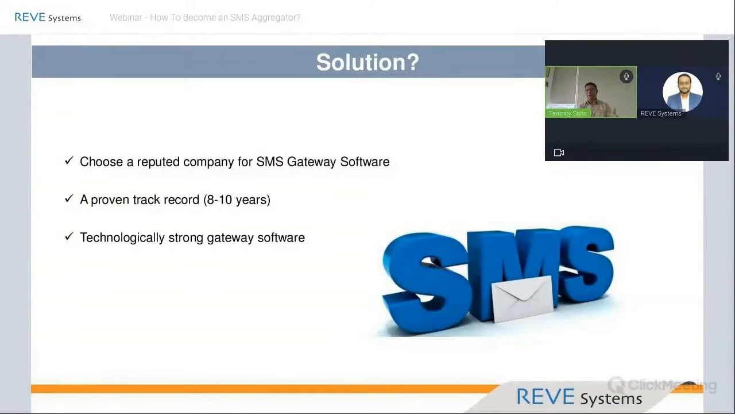It can happen that they are there for 8 to 10 years, but they have now shut down their development. So whoever you are taking the solution from, they should be in the business. They should be providing the solution on a quicker basis, and they should be in the development process all the time. Then a technologically strong gateway software that should be scalable to provide you the solution. And whenever you are increasing the market, or when the SMS size is increasing, they should be able to provide you sufficient support.